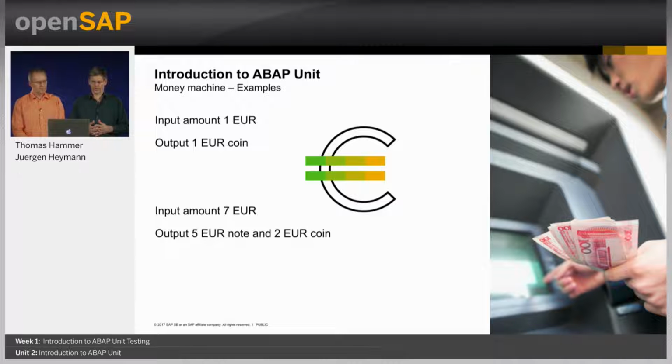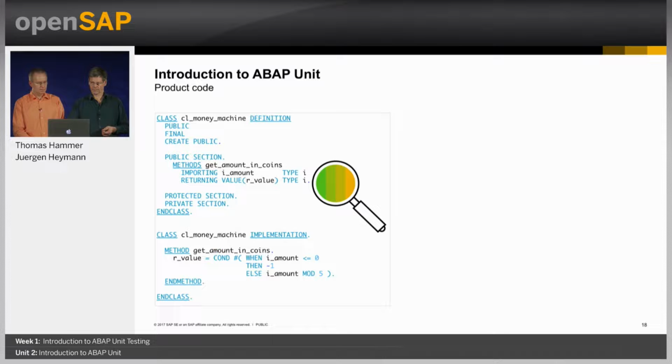And so for an example, what will this class do? If you pass in 1 as an argument, you get a €1 coin out. So the coin method will give you a 1 as a result. If you enter a 7, you will get for a note 5, and for the coin method you will get a 2, because it's a 2 coin.